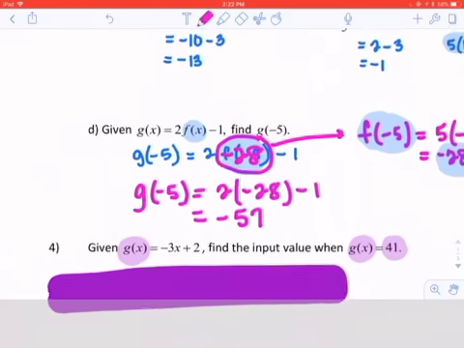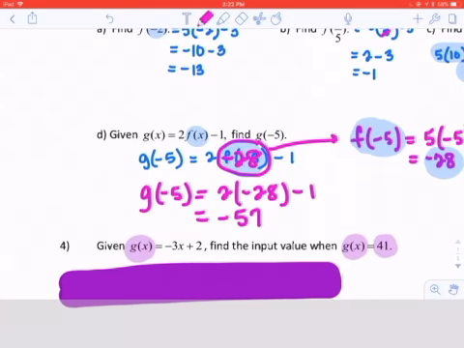You will see a question like this on the test tomorrow.